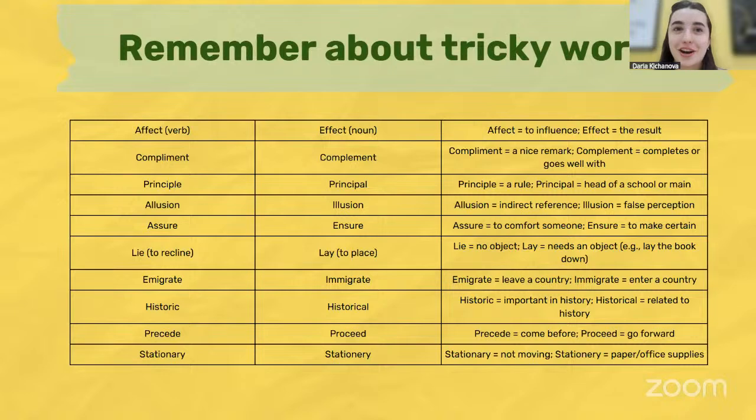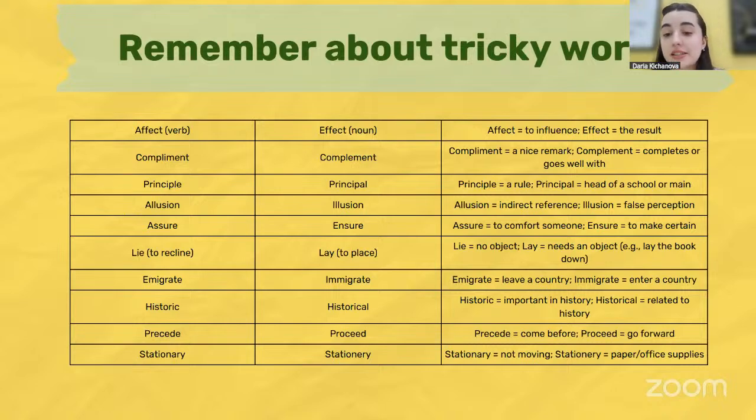And of course, as our usual English has, we have tricky words. Some of these words can be at the test. Of course, I chose the most common, but you can find a lot more words on the internet. Now I want to describe just a part of them.